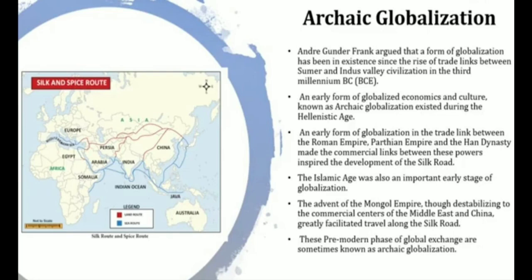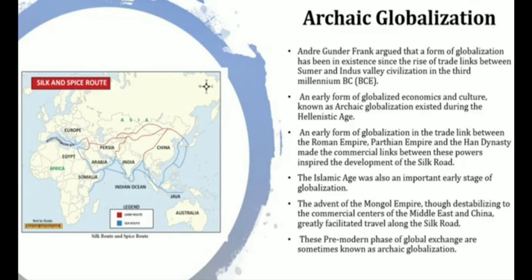Okay. So it happened between two countries, Sumer and Indus Valley. There was a trade link between these two countries. It was argued by Andrew Gunder Frank. He argued that globalization has existed since the rise of the trade link between Sumer and the Indus Valley civilization in the 3rd millennium BC. Are you clear? Between these two countries, in the 3rd millennium BC, trade contact happened. It was argued by Andrew Gunder Frank.